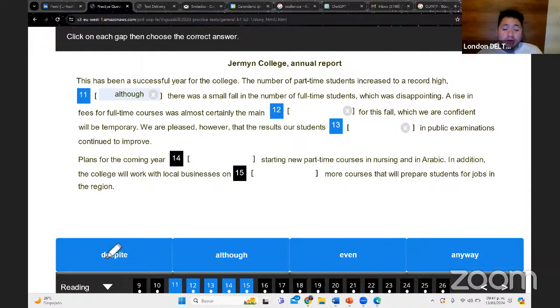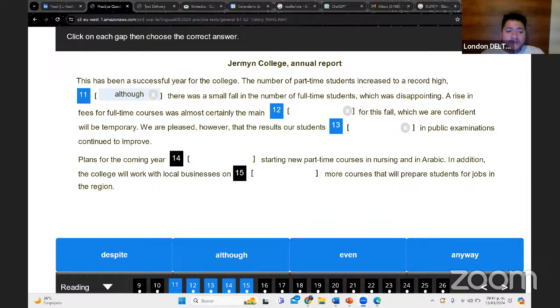Good. So the other one that could be despite, because this is the other problem. The other ones are really false, right? But what about despite? It says the number of part-time students increased to a record high. We have something positive, right? And then it says there was a small fall in the number of full-time students, which was disappointing. So here we have something good. And after the gap, we have something bad. So what is although? Although, like we checked in the first classes, this is a conjunction, okay? And this is a conjunction of contrast.